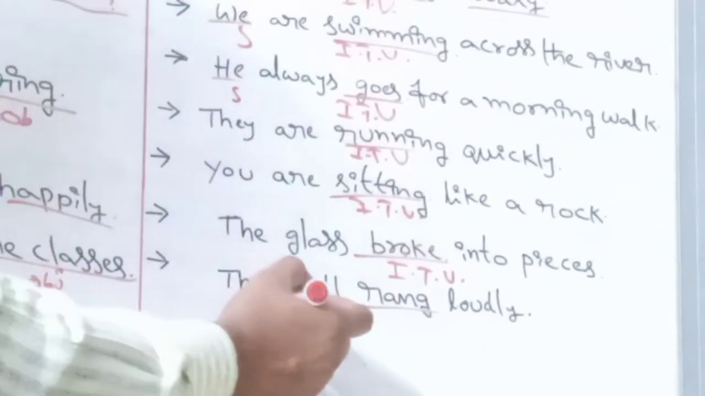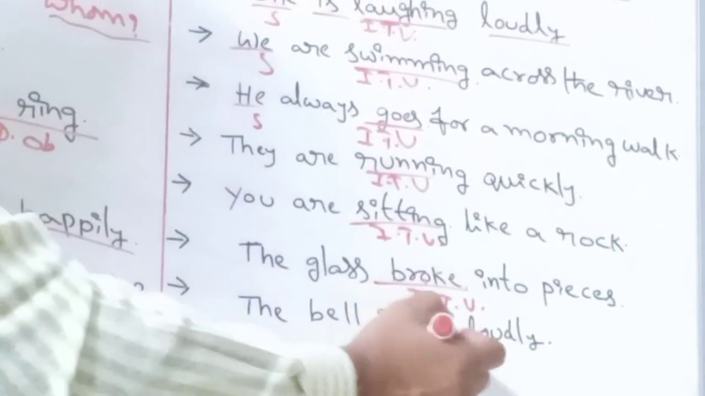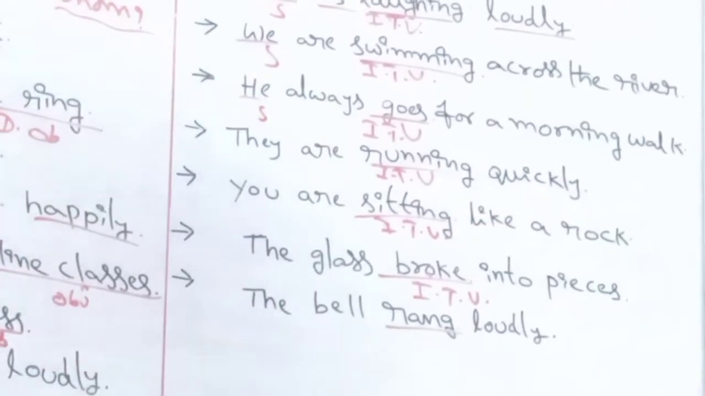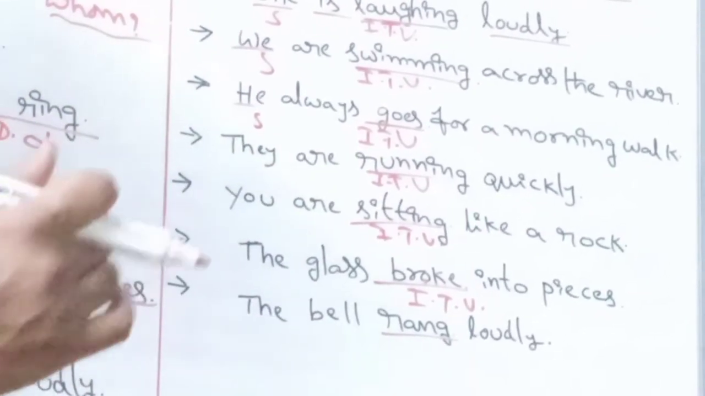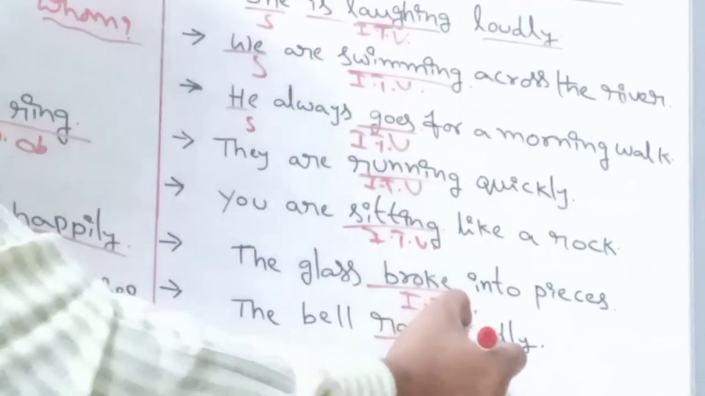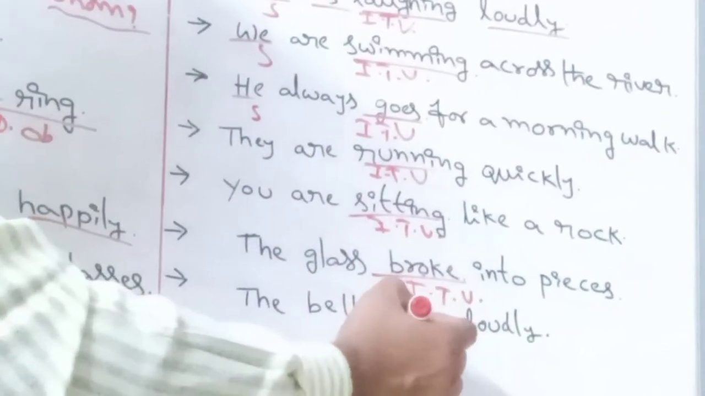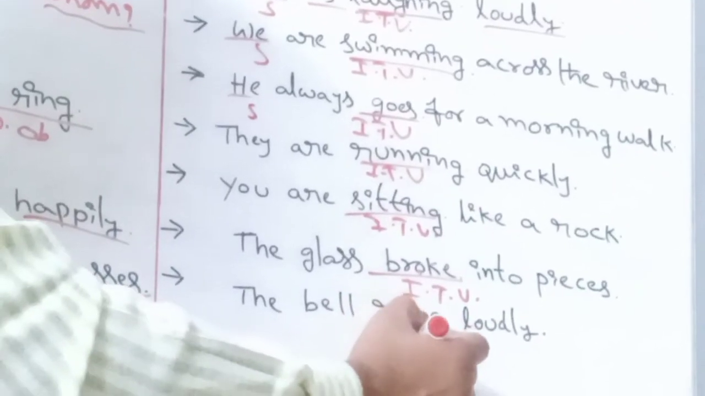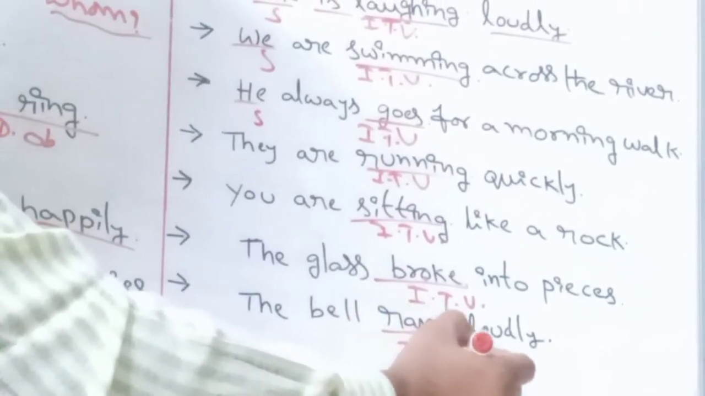And the next one, the bell rang loudly. The bell rang what? Not how. Question is what? The bell rang what? No answer. The bell rang whom? No answer. So when there is no answer, it means no object. No object means this verb rang becomes an intransitive verb.